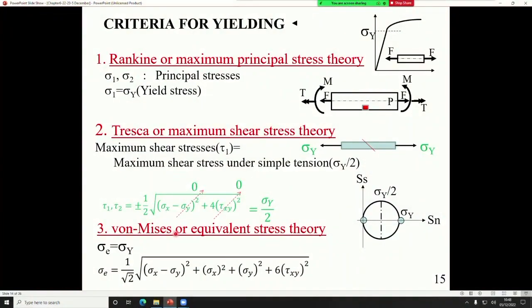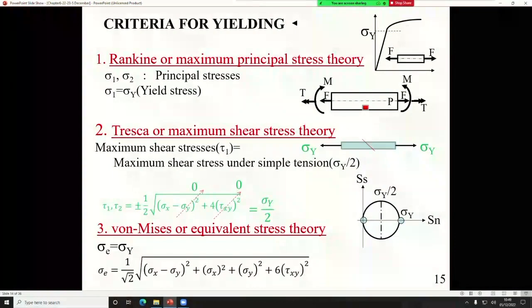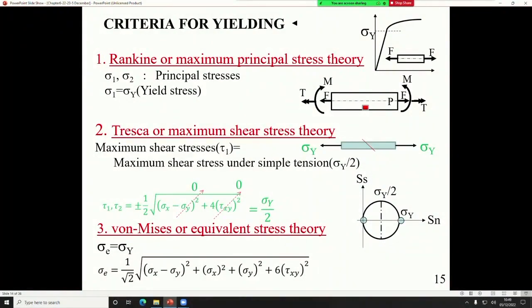But the last one is mostly used by academics. They do a lot of experimental analysis. So not all the time, but most of the time, the von Mises one agrees with the experimental results and is better than the other two. But again, I can't say it is the best one all the time, because some industrialists use the first two rather than the third one. But mostly academics use the last one. They do experimental analysis, they compare it with the analytical ones, and most of the time it gives us the best result, the von Mises one.